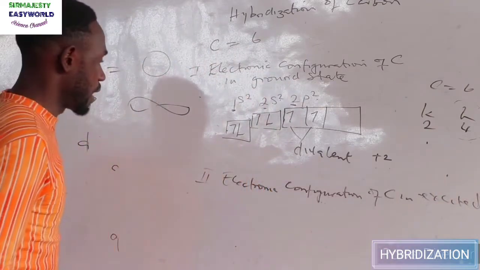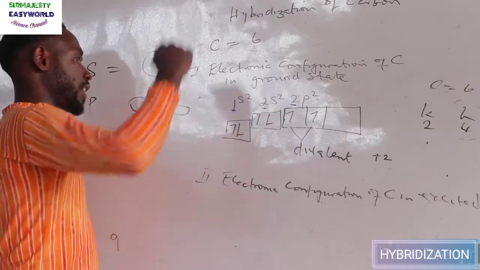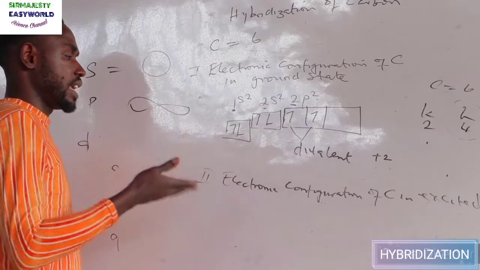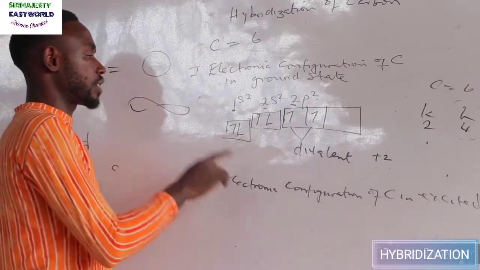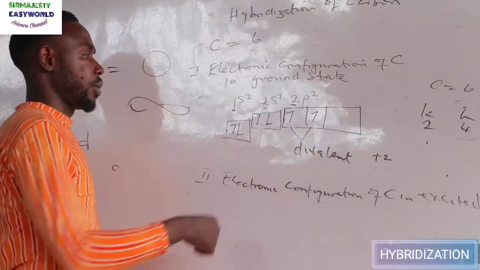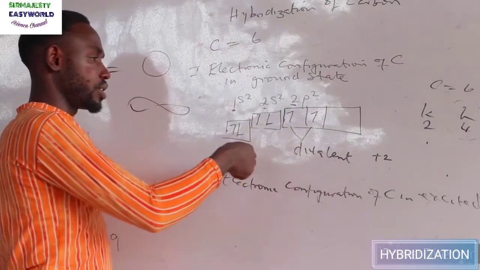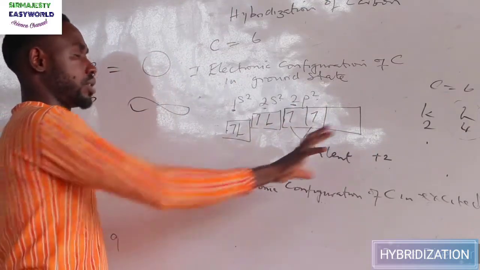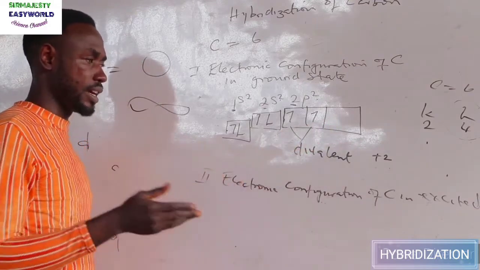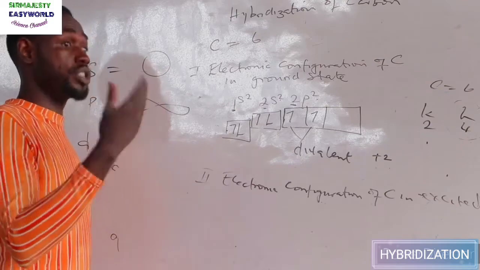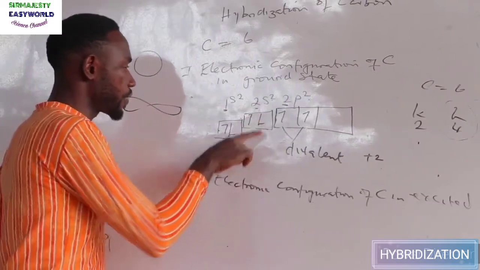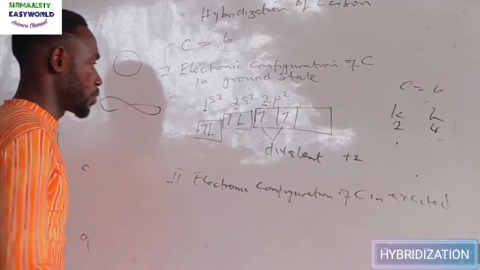Now, remember I told you that SPDF is the order of energy. S is lower than P, P is lower than D, D is lower than F. That's the energy level. So if I shift an electron from S to P, it is called excitation. But if I shift an electron from P to D, it is called de-excitation, and that should be emission. You will learn this when I teach about emission of spectral lines and the atomic theories in detail. But just know that excitation means shifting an electron from a lower energy level to a higher energy level.